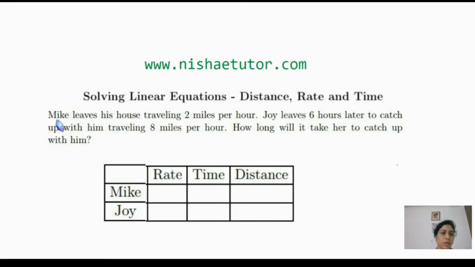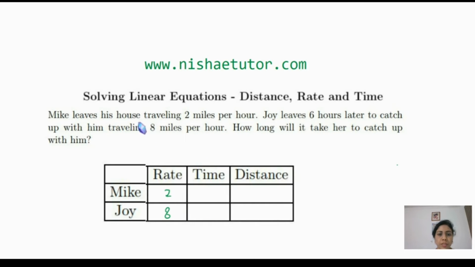Here is the question. Mike leaves his house traveling 2 miles per hour. Joy leaves 6 hours later to catch up with him, traveling 8 miles per hour. How long will it take her to catch up with him? So here we can make this table for Mike and Joy: rate, time, distance. So here, given rate or speed for Mike is 2 miles per hour, for Joy 8 miles per hour.